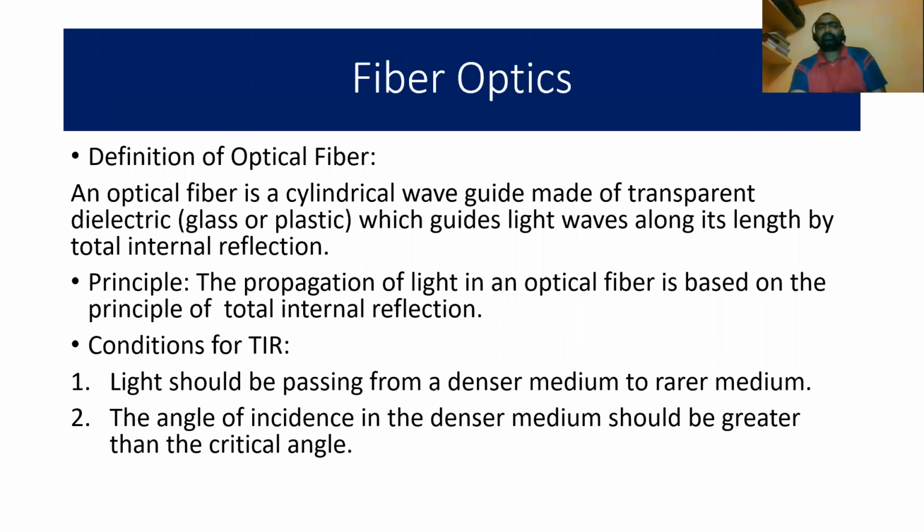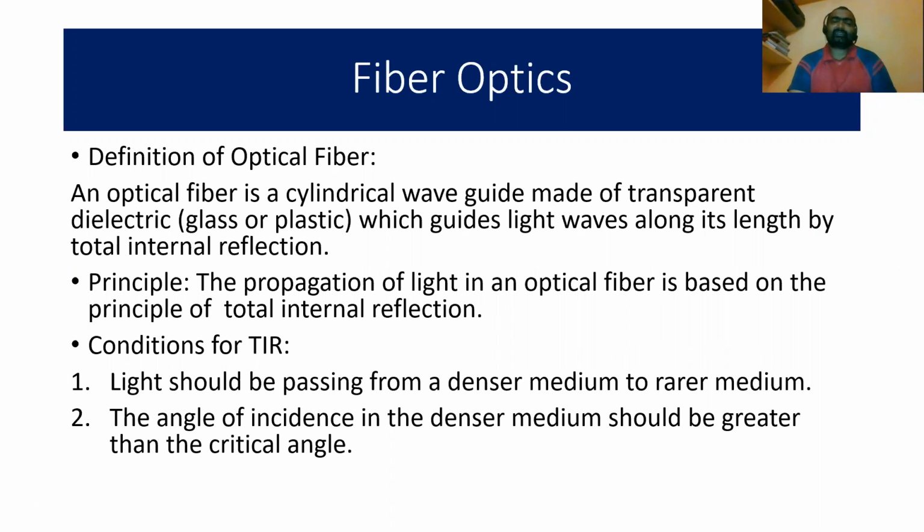Definition of optical fiber. An optical fiber is a cylindrical waveguide made of transparent dielectric material. It may be a glass or it may be a plastic, which guides light waves along its length by total internal reflection. This is called an optical fiber.